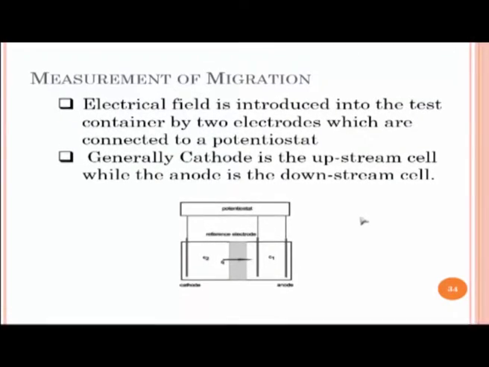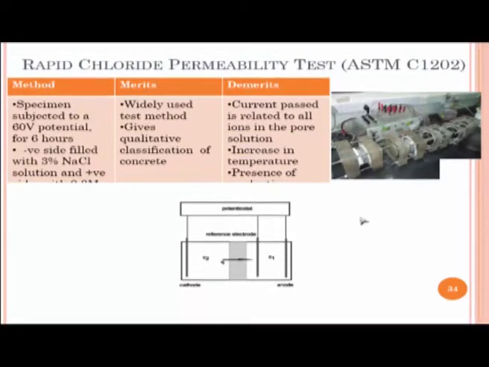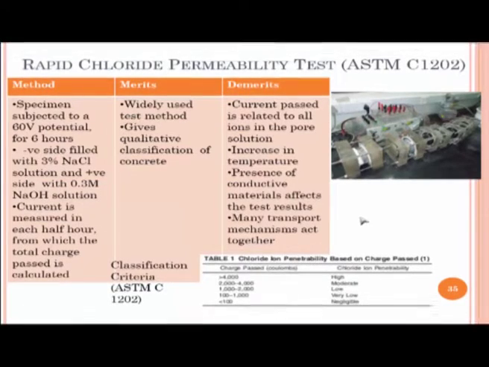So how do you measure migration? Migration is easily measured by applying an electric field across the concrete in a saturated medium with different sorts of ionic species. Okay, so you have one upstream cell which is the cathodic cell, and a downstream cell which is the anodic cell. So how do you measure in practice? We do it most commonly using what we call the rapid chloride permeability test.